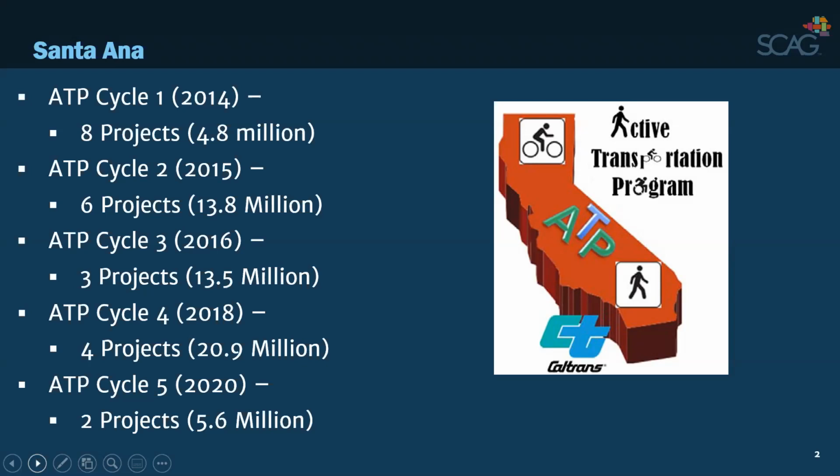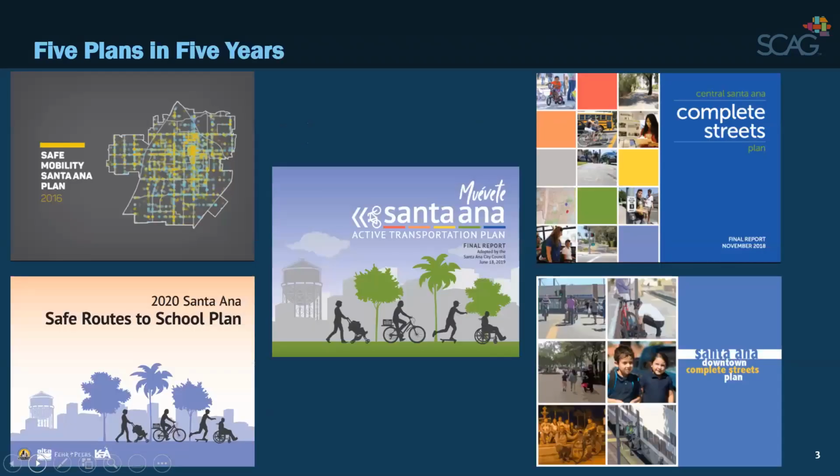Cycle 4, we funded 4 projects, just about 21 million. And cycle 5, the city of Santa Ana, after I left, funded 2 projects, 5.6 million. So as Jonathan mentioned, in the 5 years that I was with the city of Santa Ana, we did 5 active transportation related plans. We did a Vision Zero plan that was adopted in 2016.